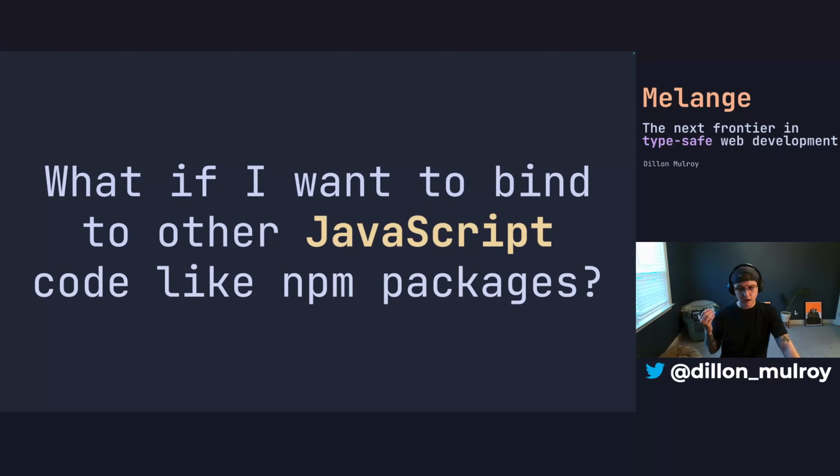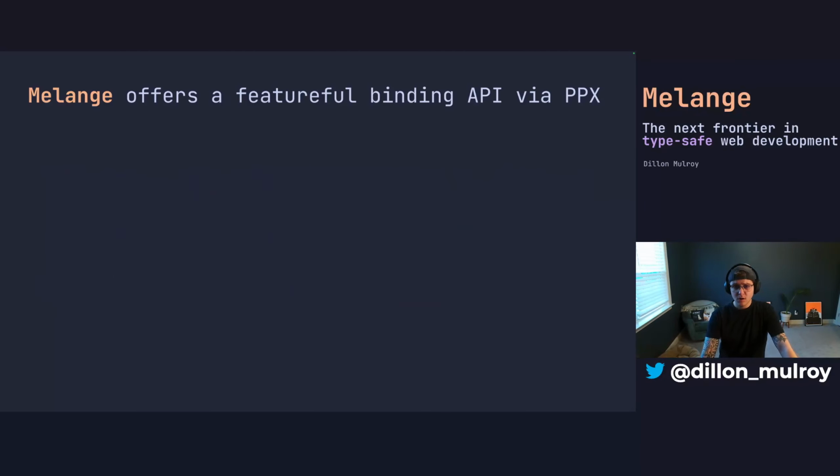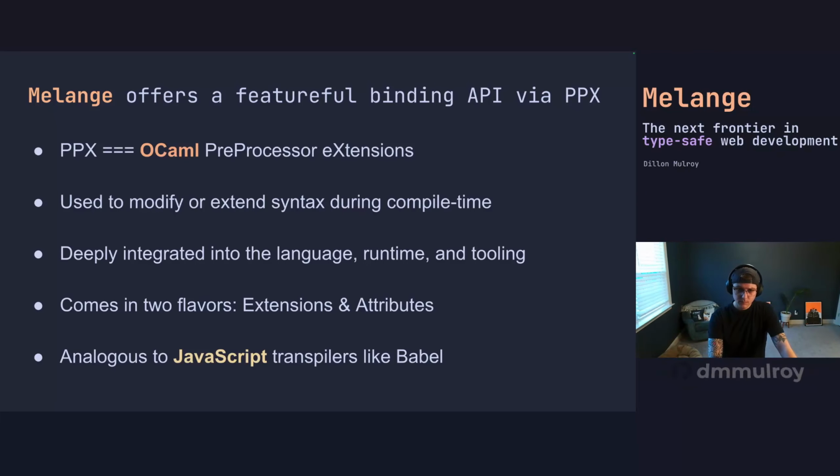Now you may be asking, well, what if I want to bind to an NPM package or maybe a JavaScript file that I wrote locally? Well, Melange also offers a featureful binding API via PPX. So what is a PPX? PPXs are OCaml preprocessor extensions, and these are essentially used to modify or extend syntax of OCaml and ReasonML during compile time. If you've worked in a language with macros, this is effectively OCaml's macro system.